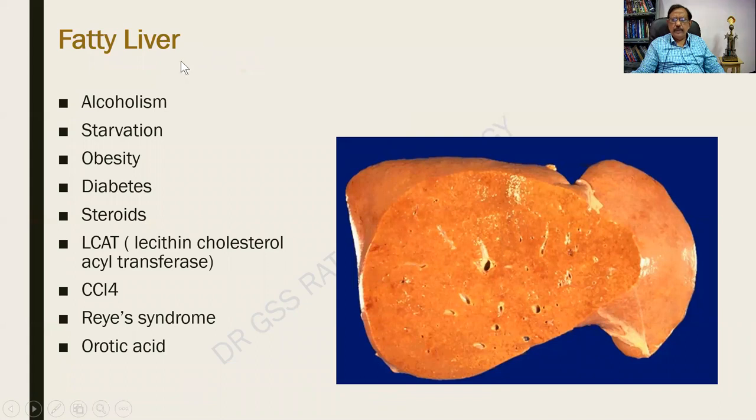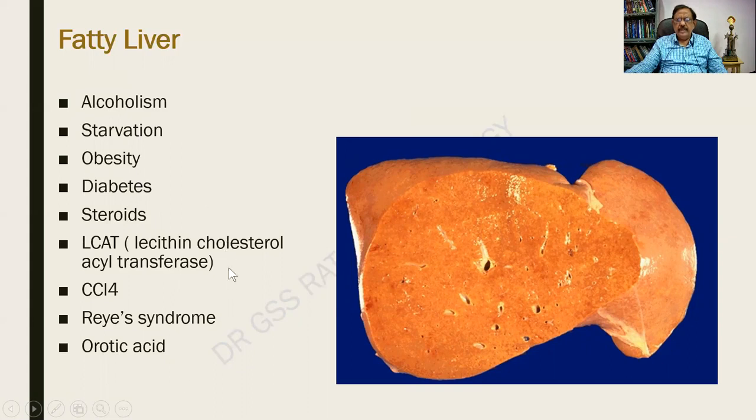Fatty liver is a topic that we had dealt with earlier, both under the gross as well as under cirrhosis. These are the various etiological causes for fatty liver: alcoholism, starvation, obesity, diabetes, steroids, LCAT deficiency, carbon tetrachloride poisoning, Reye's syndrome, orotic acid, to mention a few.